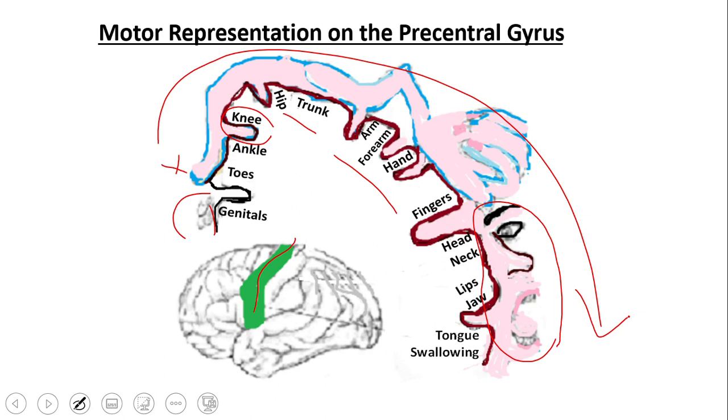And the motor representation is not proportional to the size of the organ. So if you look at the fingers, they have the same area as your trunk. Why? Because we move our fingers more. The skilled, fine movements are performed by the fingers. So they really need a wide representation on the cortex. The face has a large area because of the facial expression muscles that we use all the time.